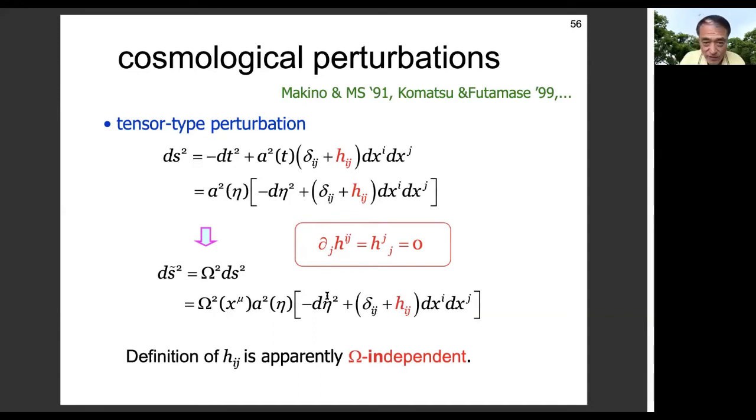Of course, because of the change in some non-trivial factor and so on, the meaning of the coordinate may change, but as long as you choose your coordinates to express everything in terms of eta and x, then this is completely independent from any prefactor. So tensor perturbation is definitely conformal invariant.